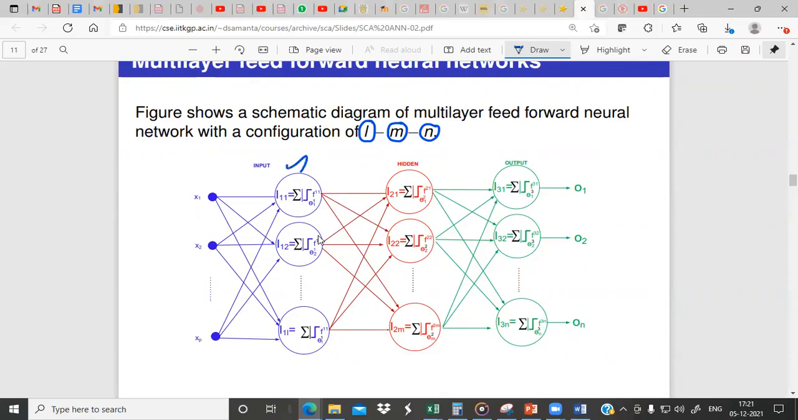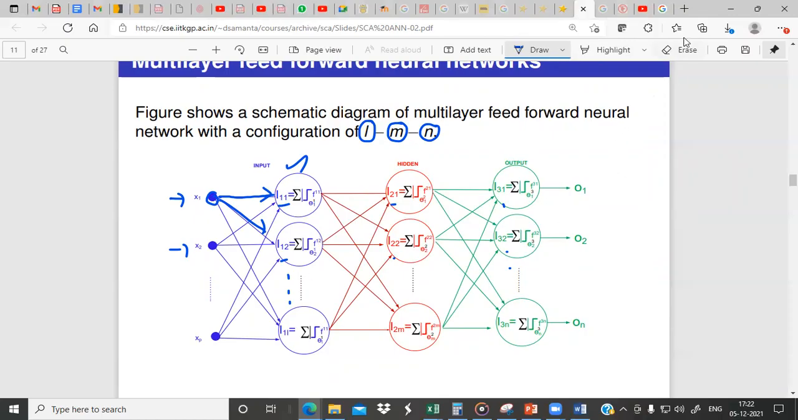So this is the input layer. Input layer you can see it has I neurons. Hidden layer it has M neurons, right? And the output layer it has N neurons, right? Now let us assume the neural network has P inputs, x1 up to xp, right? And the first input goes to all the neurons of the first layer. It goes to first neuron, second neuron, third neuron, so on and so forth. Similarly, second input goes to all the neurons of the first layer. As usual, third input also goes to all the neurons of the first layer, so on and so forth.